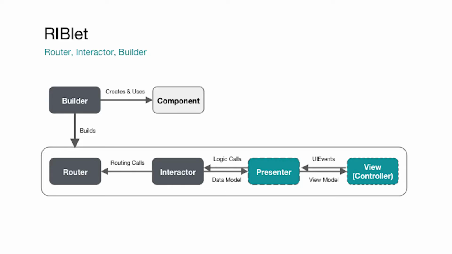So we built the new version of the app using Riblets. Riblets have a router, an interactor, a builder that instantiates the rest of the Riblet, a component that the builder uses for dependencies, and each Riblet can have a presenter and a view controller, or multiple presenters and multiple view controllers. For those of you that have used Viper before, this will look very familiar. You can think of Riblets as Viper with an Uber flavor.